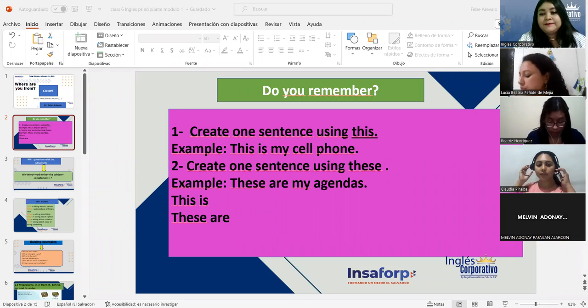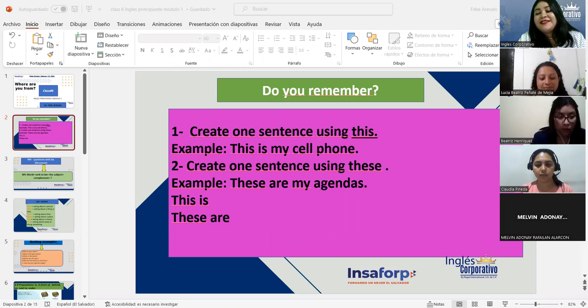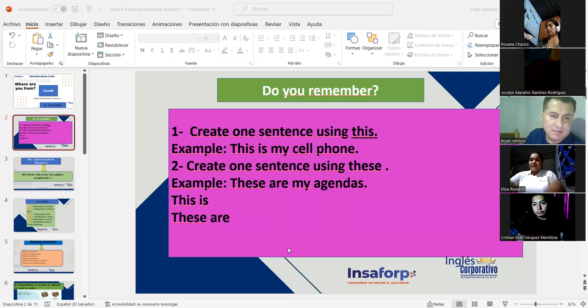Another one. ¿Alguien más? This is my coffee. Ajá, Melvin wants to participate. This is my coffee. Very good. Excellent. There you go. Lucia, I think you want to participate, right? This is my dog. Very good. Excellent. Exactly. Another one. This is my pencil. Very good. Excellent. Simple as that. This is my pencil. Another one. This is my notebook. Yes, Ryan, it's correct. Sí está correcta, pero ya su compañera dijo ese ejemplo. All right, this is my note. Try to think another one.